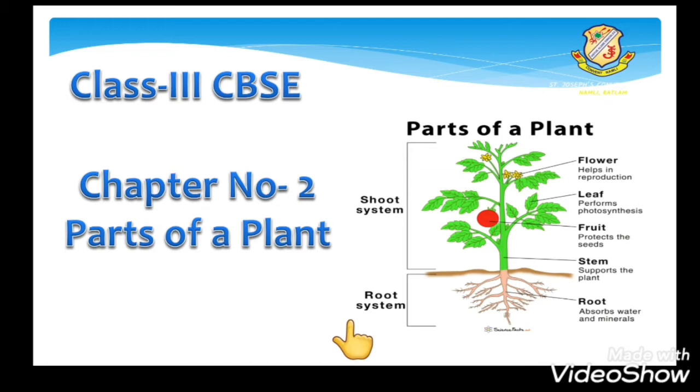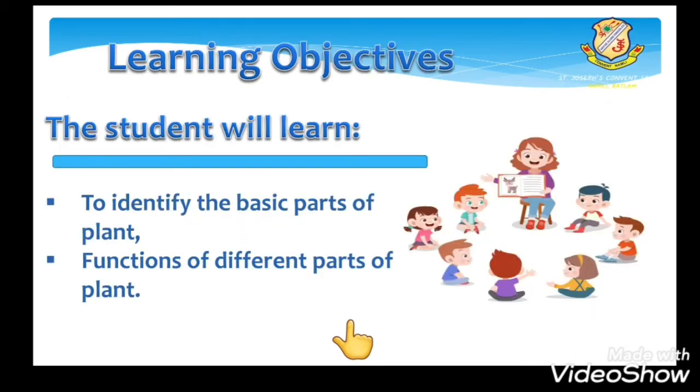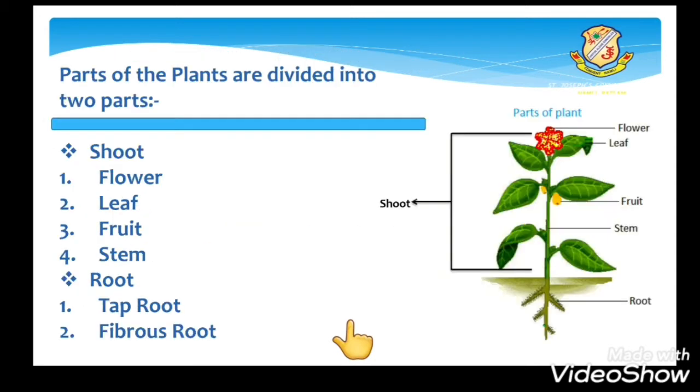In this module, the learning objectives are that students will learn to identify the basic parts of the plant, that is the shoot and the root, as well as the functions of the different parts of the plant. First, we see the parts of the plant.